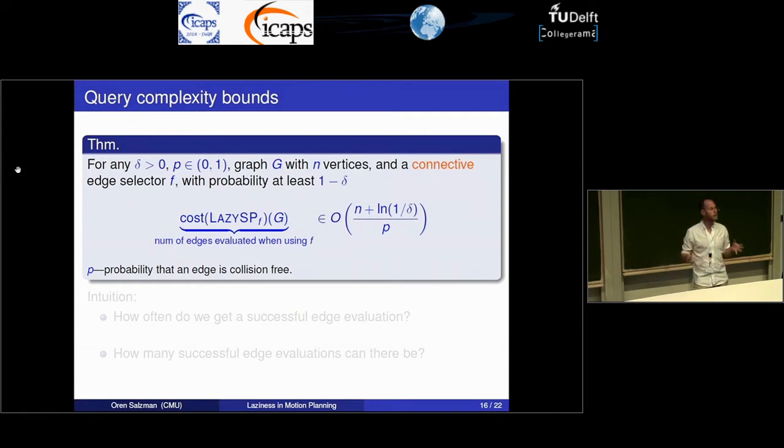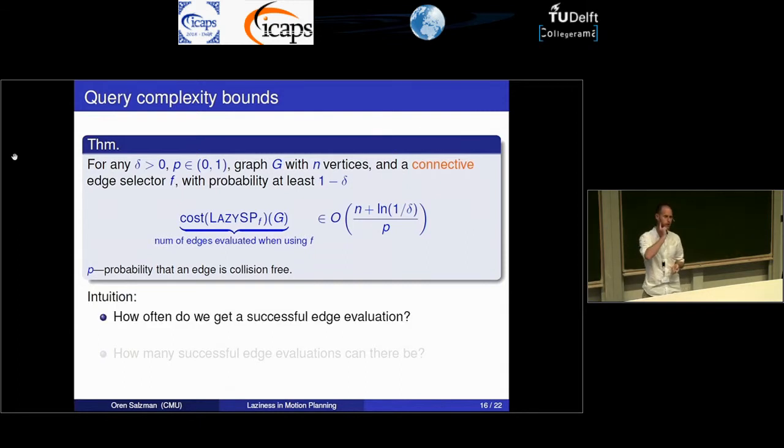So what's the cost of LazySP with respect to the number of edge evaluations? If the edge selector is connective, and each edge is selected with probability p, then for every bound delta that you give me, we can show that with high probability, 1 minus delta, we'll get roughly n over p edge evaluations. And the intuition here is pretty straightforward.